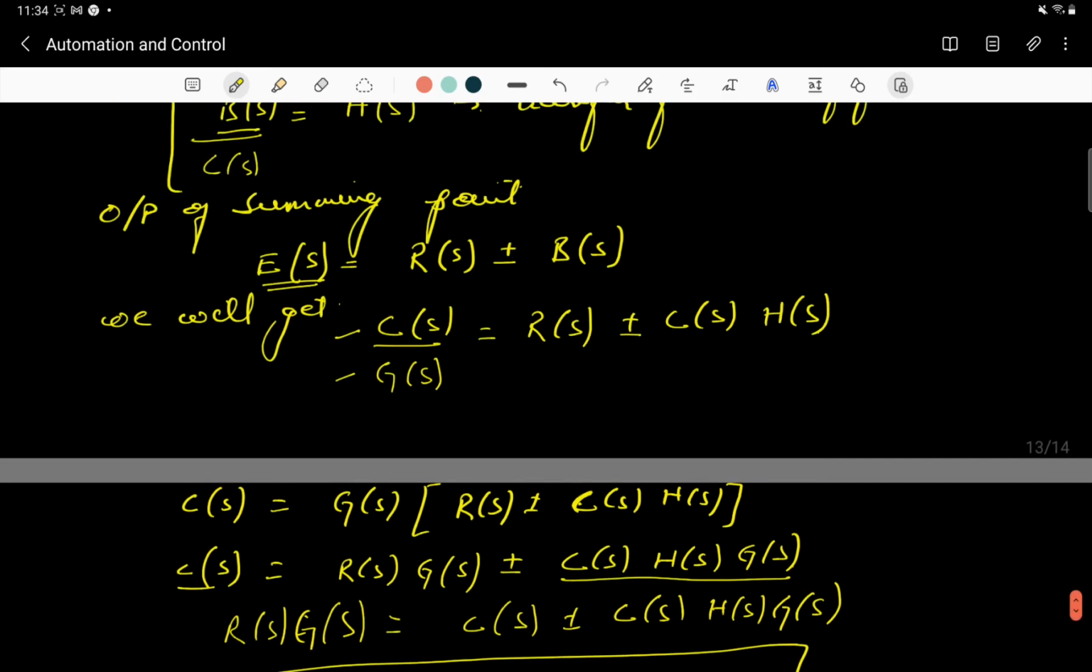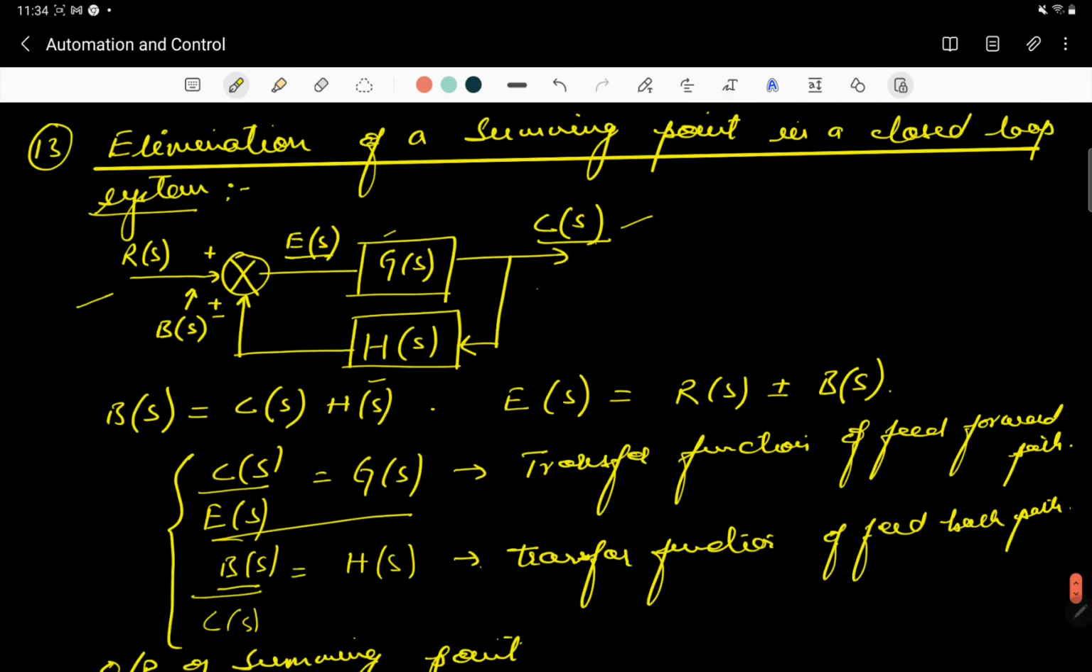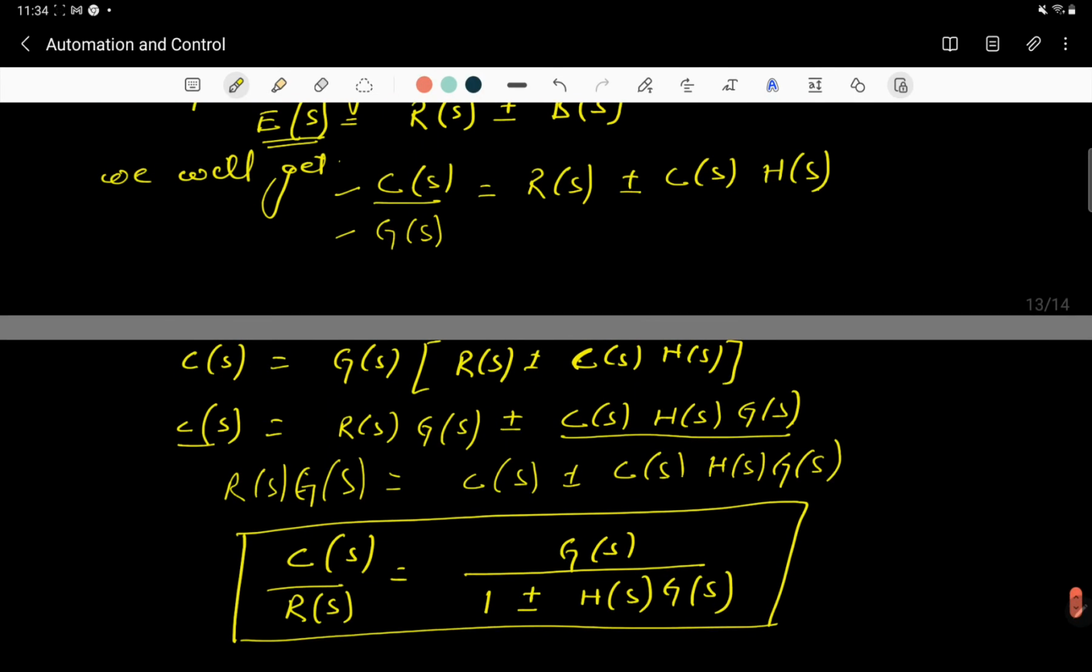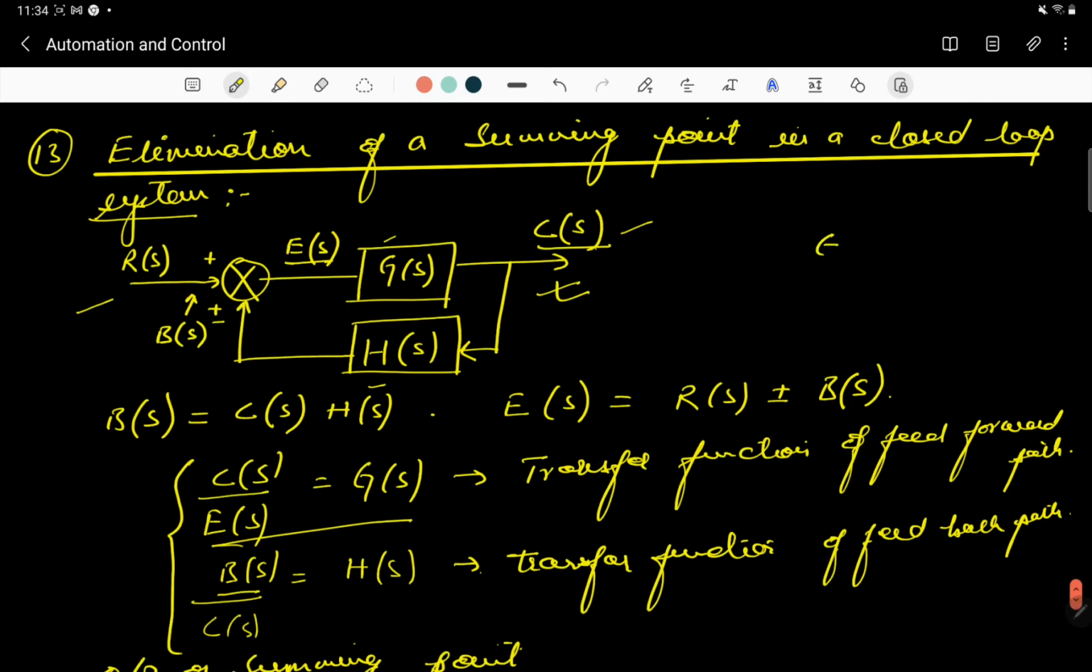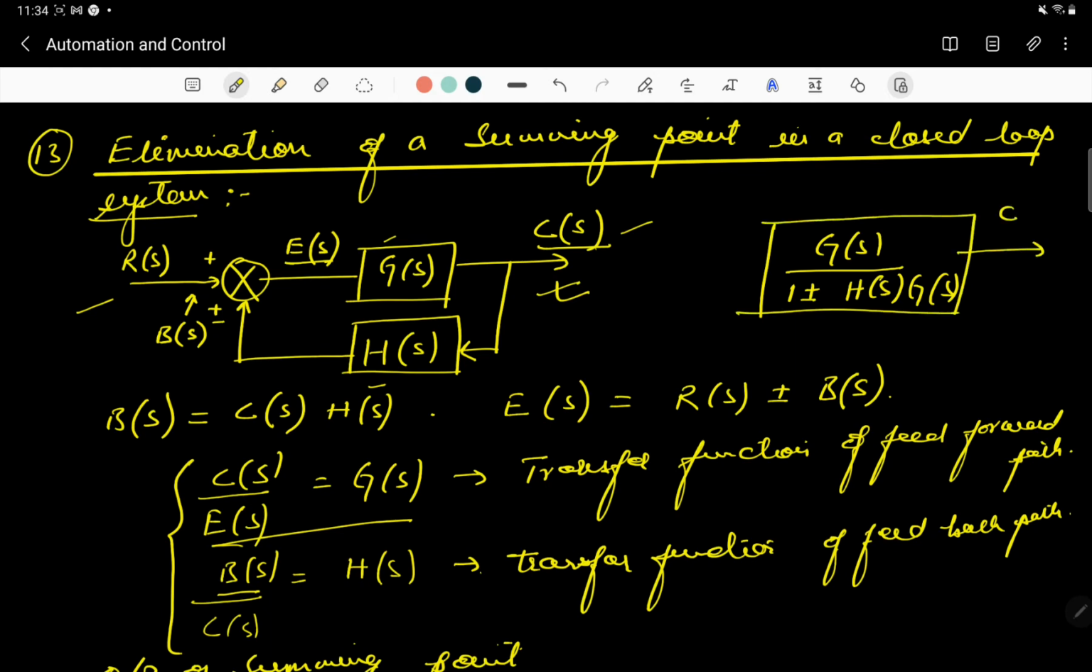So we have reduced this block diagram to what we have got from here: G(s) upon 1 plus minus H(s)G(s). C(s) is your output, R(s) is your input. So we have reduced this transfer function after eliminating the summing point in a closed loop system.